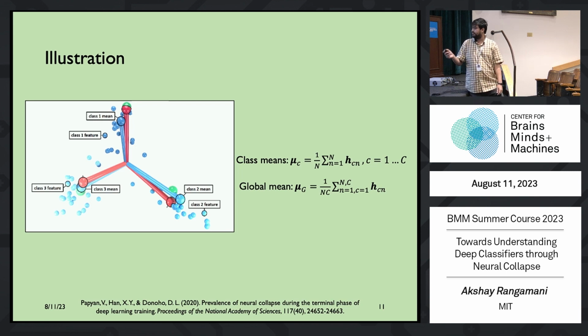And we can define the first order statistics, the class means, as the mean of all the feature vectors within a class, and we're going to call that mu c. And we'll also have the global mean of all the samples. So these are the means of the feature vectors of the training examples within a class and across all classes.